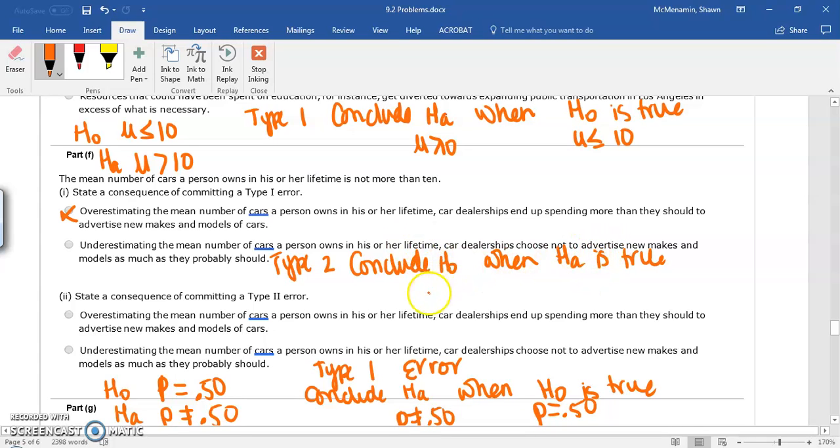So you're concluding that the mean is less than or equal to 10 when in fact the mean is greater than 10. If you're concluding that it's less than or equal to 10 when in fact it's greater than, you're actually underestimating how many cars. You're underestimating the mean number of cars a person owns in his or her lifetime. Car dealerships choose not to advertise new makes and models as much as they probably should.